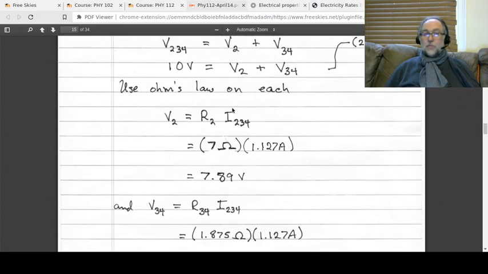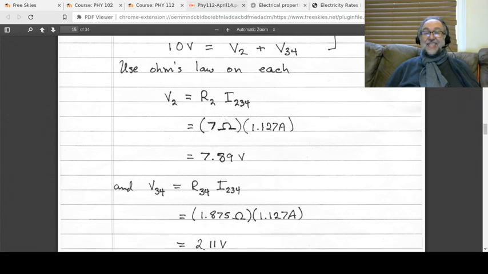And what do you do? You apply Ohm's law to both of them to find the unknown. In this case, the unknown is voltage. Previously, it was the current that was unknown, but that's because they were in parallel. Now they're in series, and so it's the voltages that are unknown.